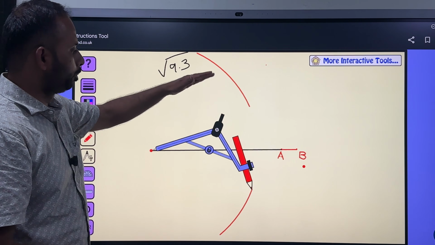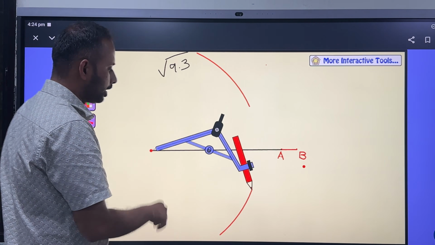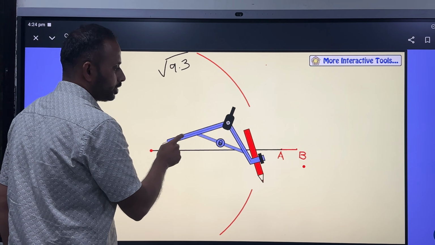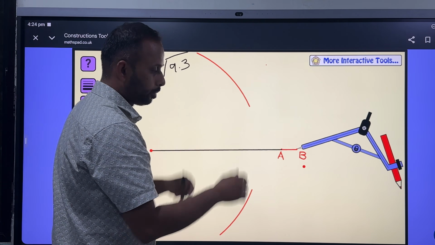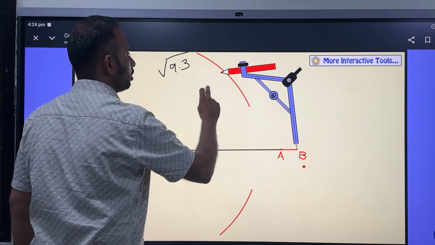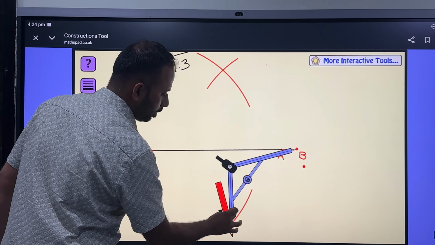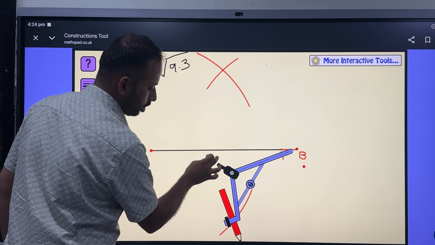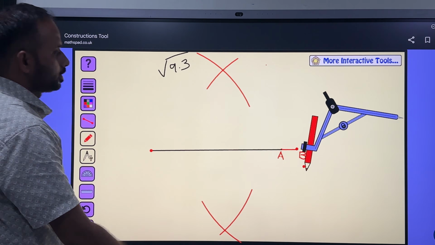So one arc above and one arc below. With the same measurement, we will change the point and take it to the other end of the line. With the same measurement, we're going to cut these two arcs. Same way below, cut it. This much is enough for us.